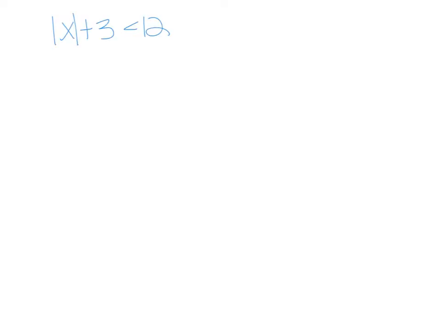So remember with the absolute value equations, we had to have our absolute value bars isolated. So the first thing I need to do is get rid of all the extra stuff that's around the absolute value bars. So I'm going to subtract 3 from both sides. I end up with the absolute value of x is less than 9. And so since it's less than, it's an and statement, I'm going to have -9 is less than x is less than 9.